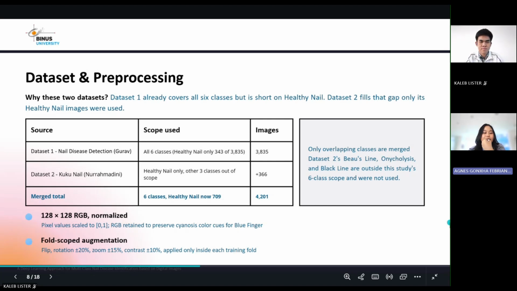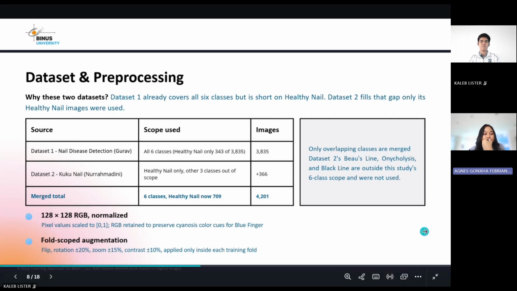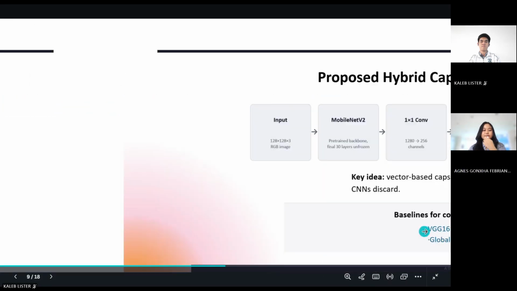For preprocessing, all images were resized to 128 by 128 pixels and normalized while keeping the RGB format. This is important because blue fingers rely heavily on color information for identification, and for augmentation, we apply flipping, rotation, zoom, and contrast adjustment, but only inside each training fold to keep our validation data clean.